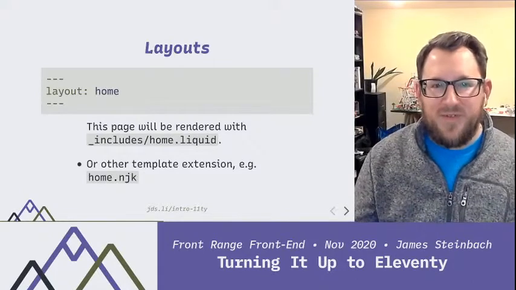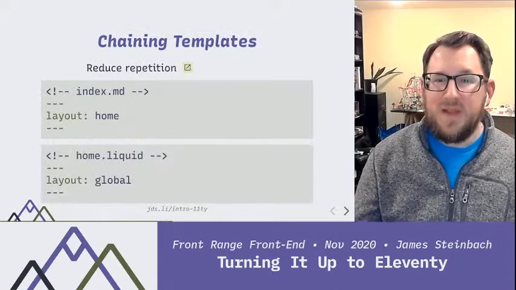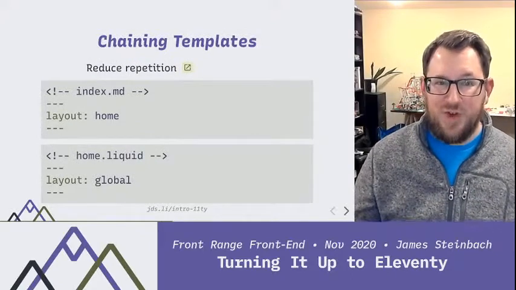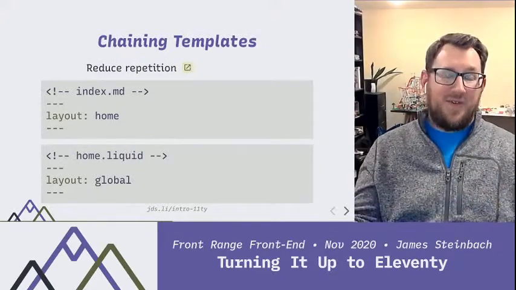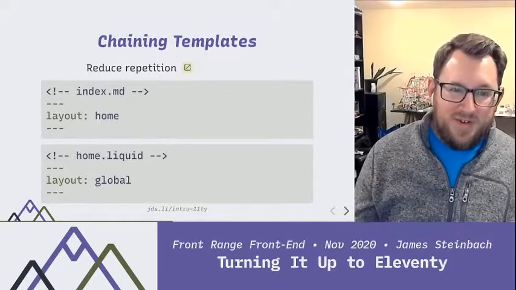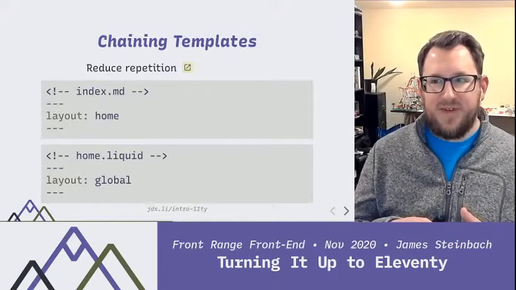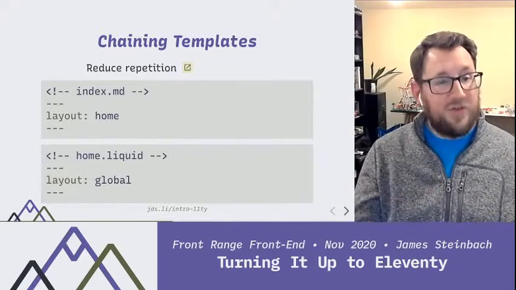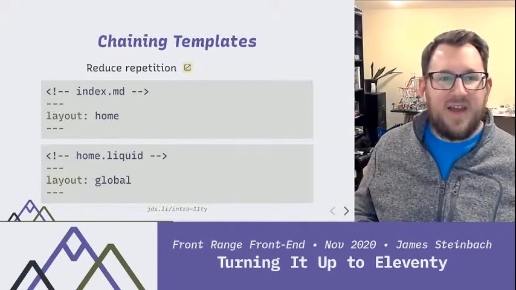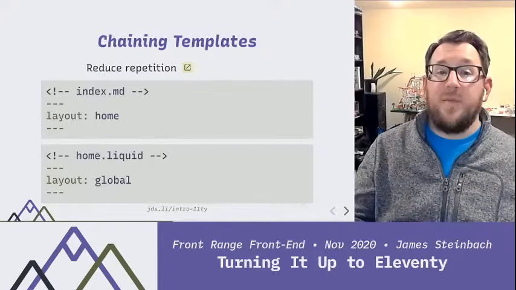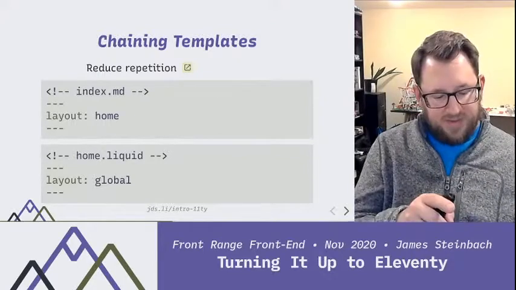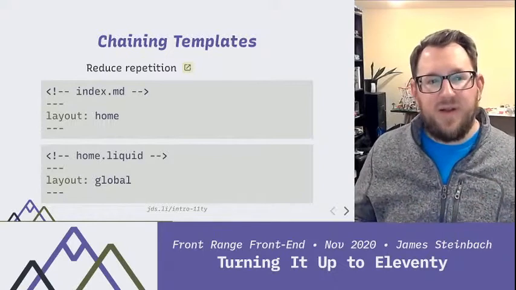So here is how you specify a layout. You can also chain templates, which is wrapping one layout in another layout, which is kind of cool. It reduces repetition. A great use case is you've got three kind of main templates: a generic page, a post, which has some extra blog-related sidebar-y stuff, and a custom home page template. So you've got home.liquid, page.liquid, and post.liquid.